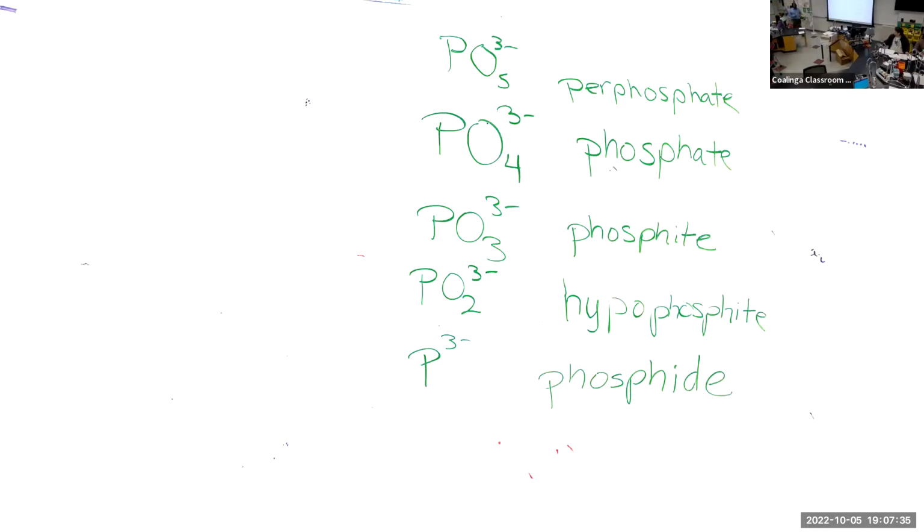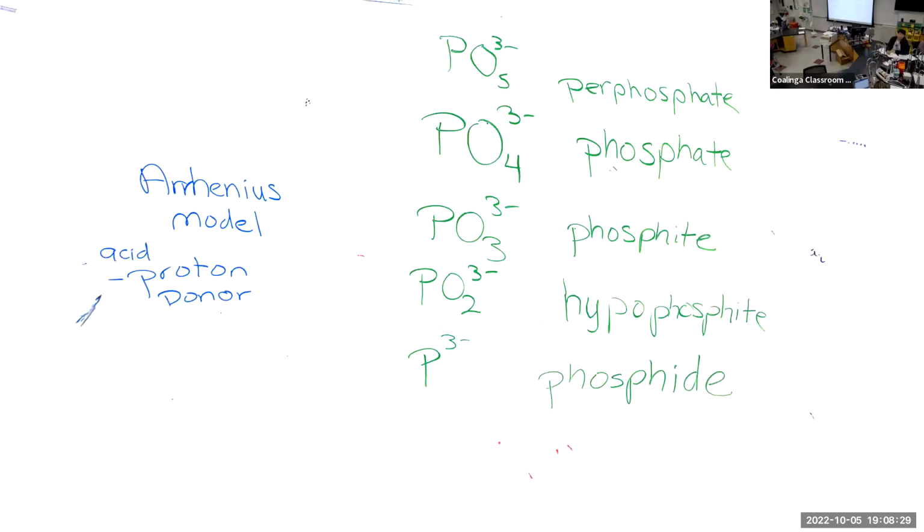So now when we're talking about acids, there are a couple of things that we need to know. One of the things is the way that we're defining an acid is based upon the Arrhenius model. Arrhenius said that an acid is going to be a proton donor, and a base is going to be a proton acceptor.